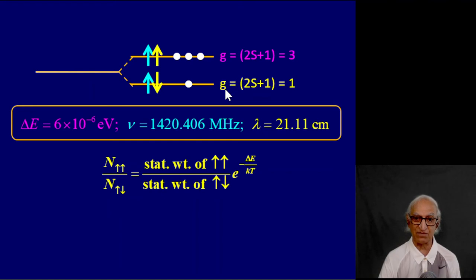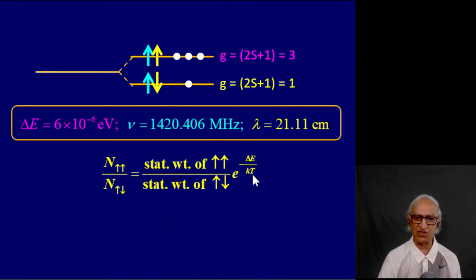It is the same 2s plus 1 that gave a g factor for the electron as 2, because the spin of the electron is half, so 2s plus 1 is 2. All right, now I want you to appreciate something very, very important.